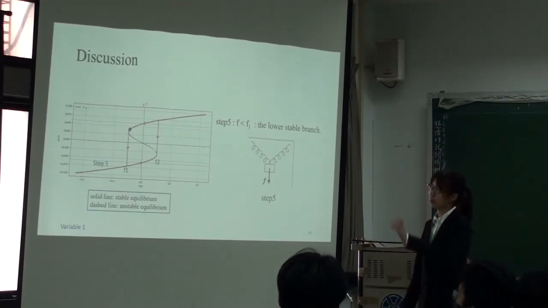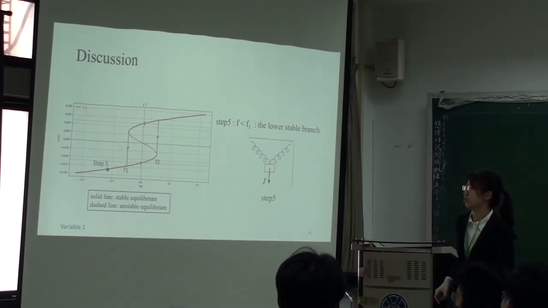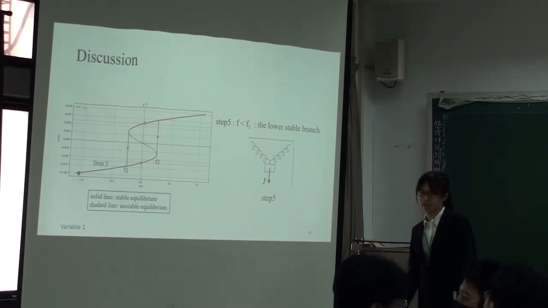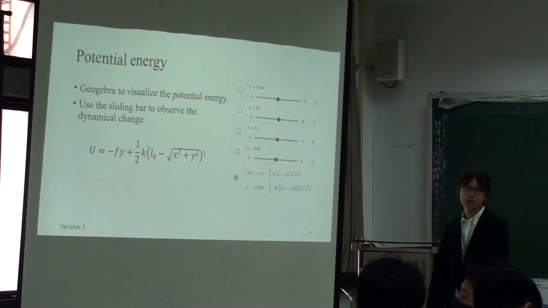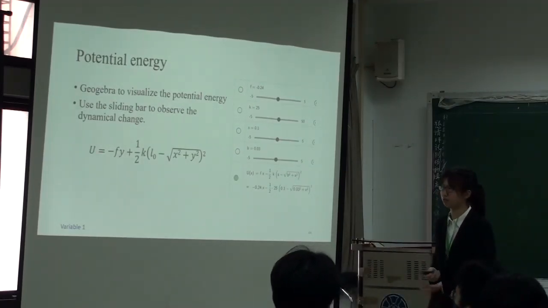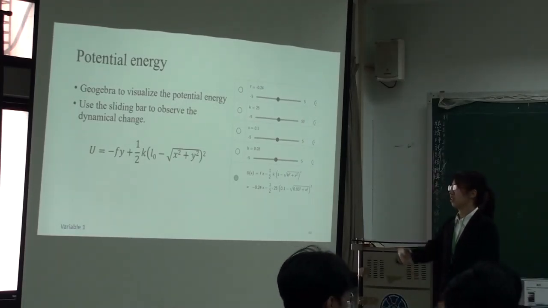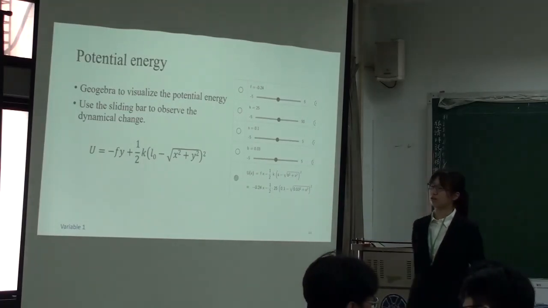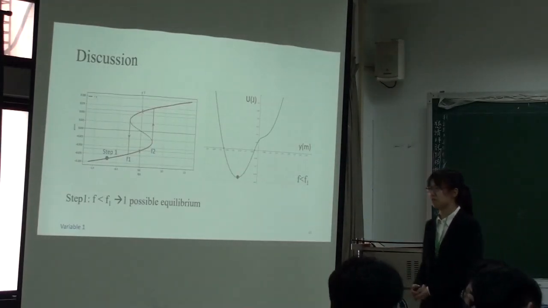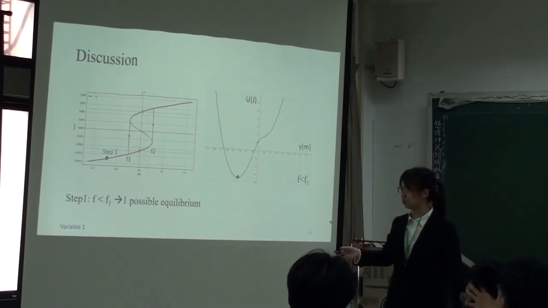In step 5, we keep decreasing f, and now f is smaller than f1, just like this. It will stay at the lower stable branch. It would look like this in a V shape when we look at the system. Here we are going to discuss the potential energy and the phenomenon we observe. We use GeoGebra to visualize the potential energy, and this is the equation we get from our theory. And here's the discussion. When we start out from f smaller than f1, there's only one possible equilibrium.